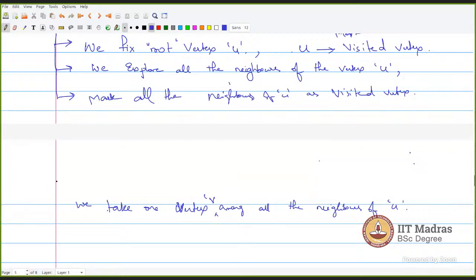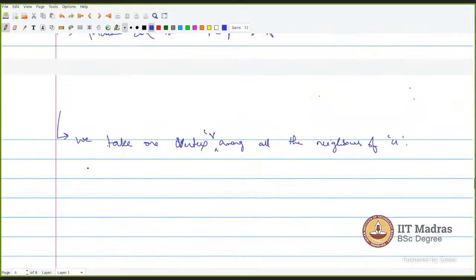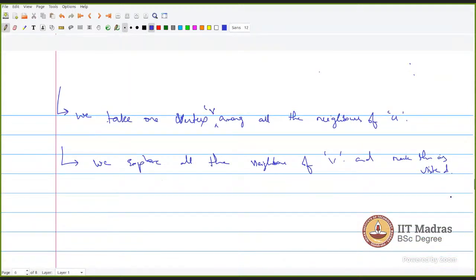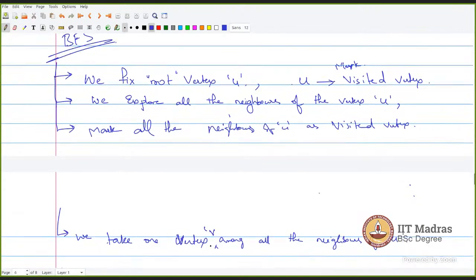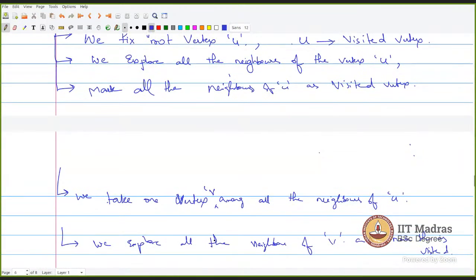Now we take one vertex V among all the neighbors of U. Now the same process we repeat. Now you take vertex V. Now what we do is we explore all the neighbors of V and mark them as visited. Okay. Now move to another vertex which is apart from V. Move to another vertex U.